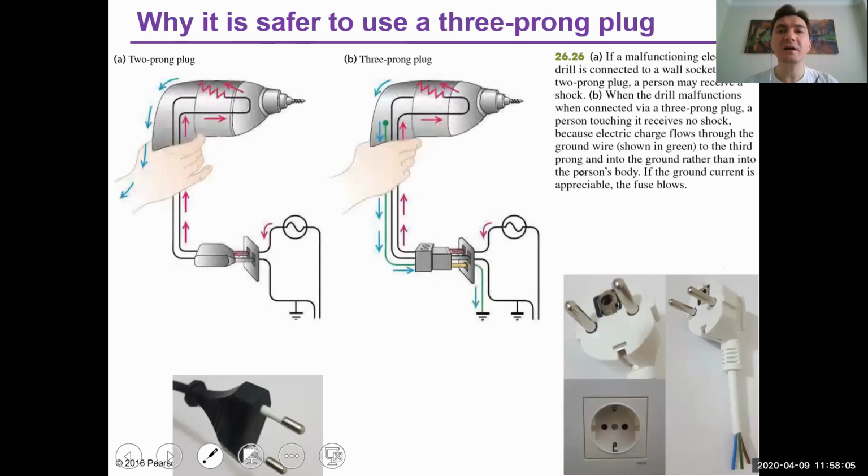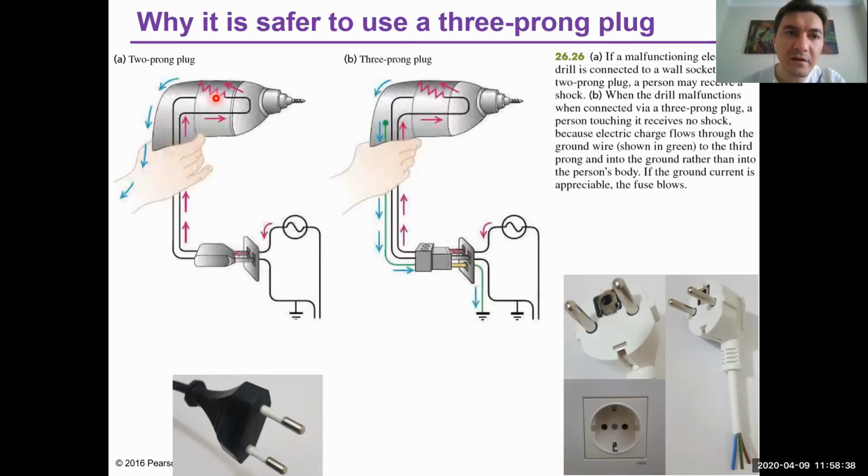So now let's talk about two-prong plug or three-prong plug. Two-prong plug is this one. Three-prong plug is this one or this one. But here we have an electric drill, okay, in Turkish matkap. So there is a circuit within the electric drill. The phase is coming from that line, and here we have a resistor.